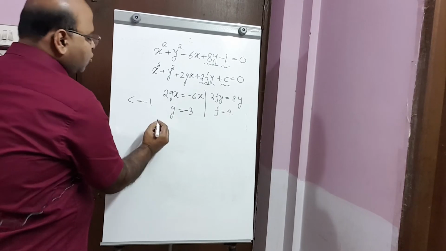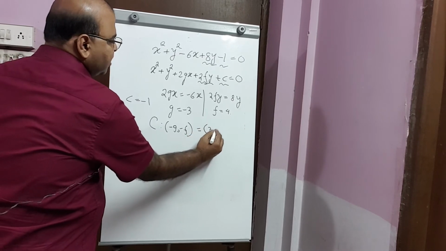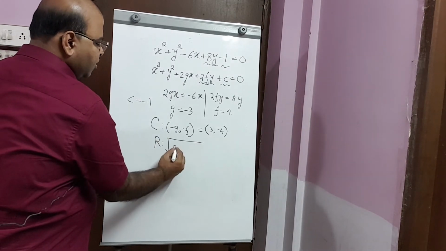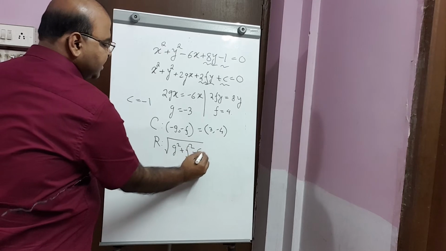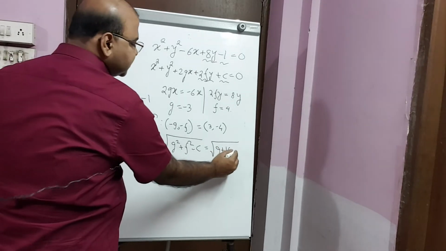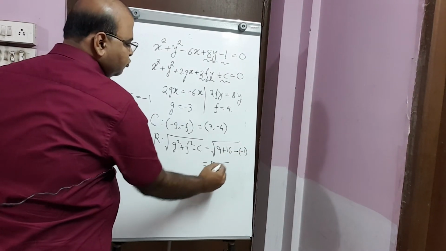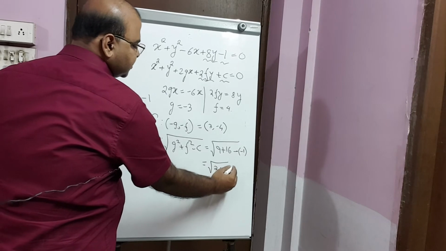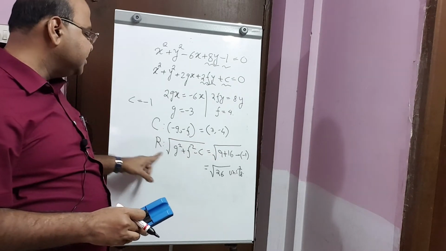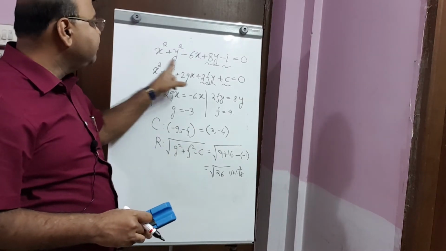So as per the formula, the coordinates of center are given by minus g, minus f, which is 3 comma minus 4, and the radius is given by root over g square plus f square minus c, which becomes g square is 9 plus f square is 16 minus of c. So c is minus 1, so this becomes minus of minus 1, which is basically root over 26 units. So the coordinates of center are 3, minus 4 and the radius is root 26 units. So this is how we can obtain the center and radius of a circle whose equation is known.